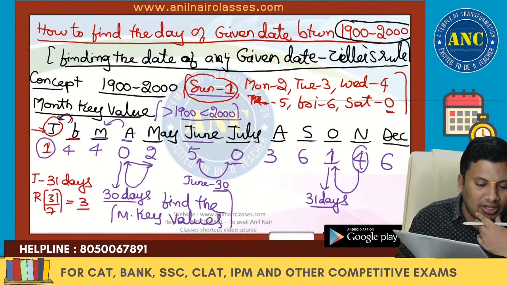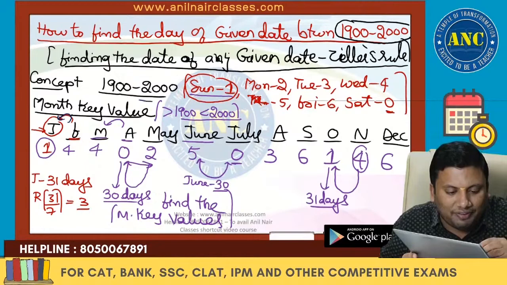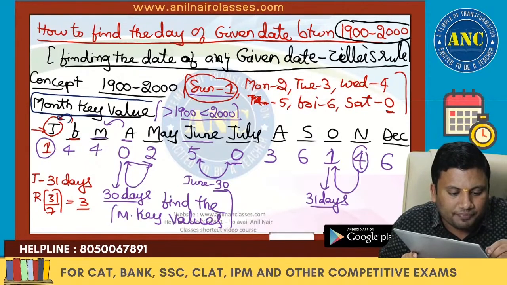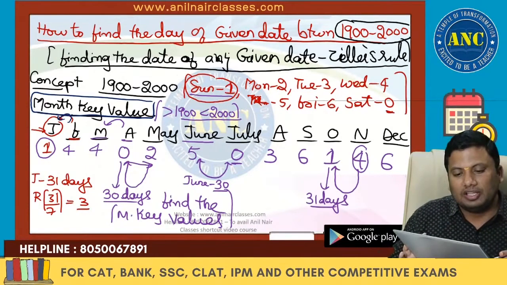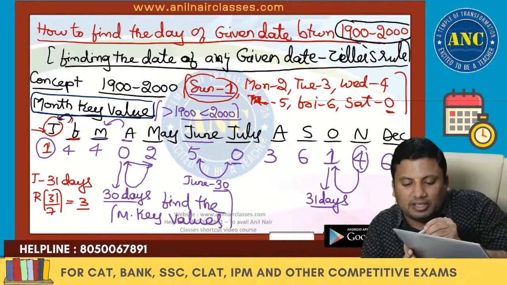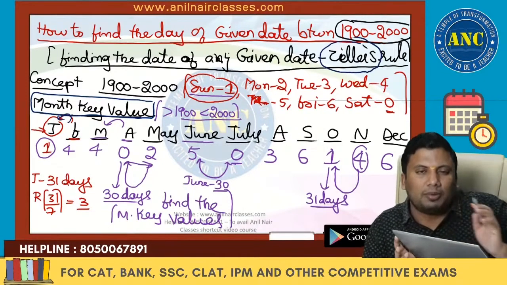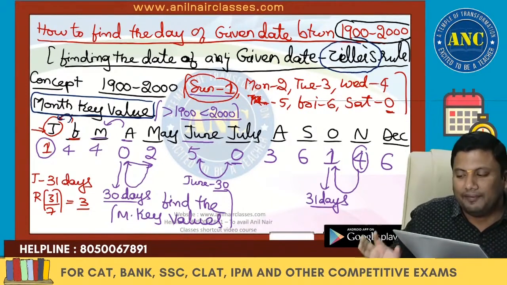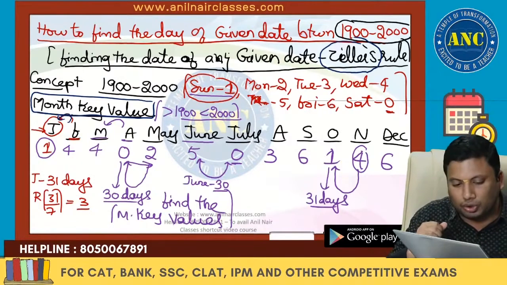Kindly reply in the live chat if you have understood how to find out the month key values. Month key values is a concept given by a famous mathematician, Zeller's rule. First I am taking 1900 to 2000.